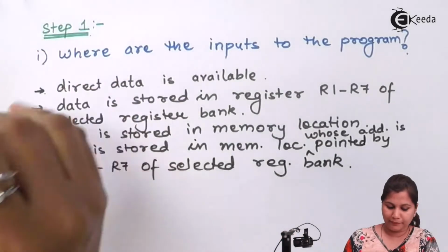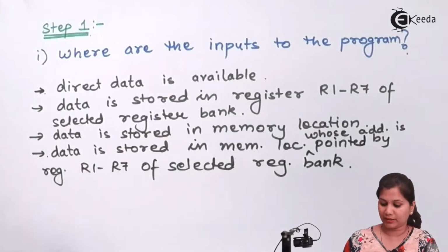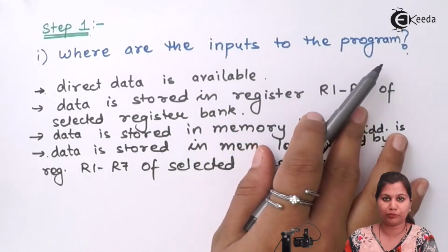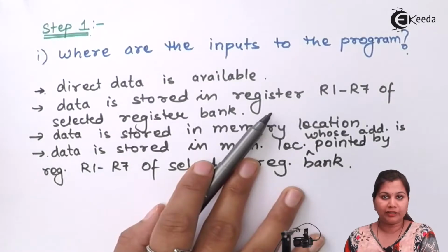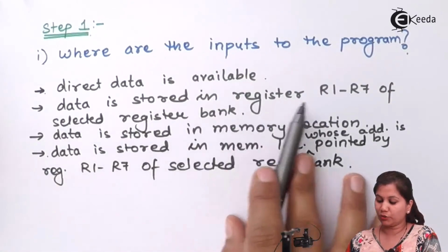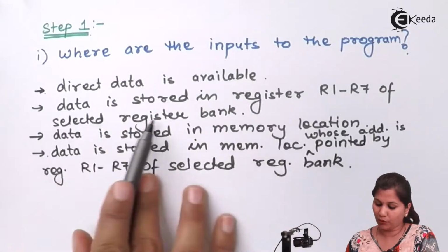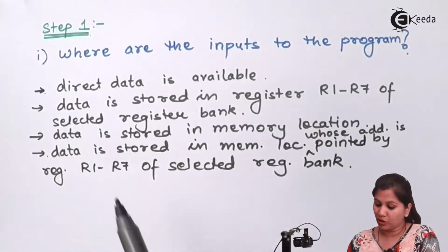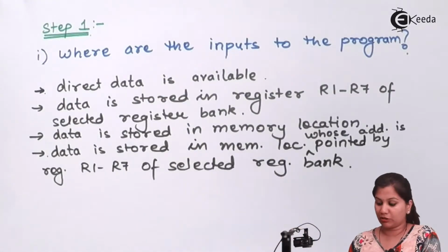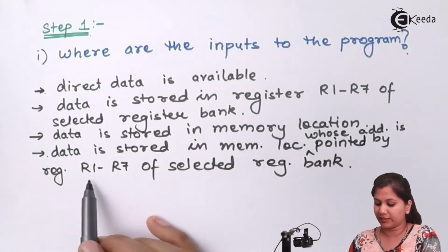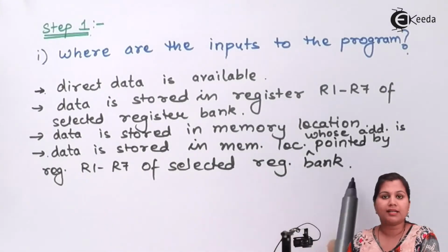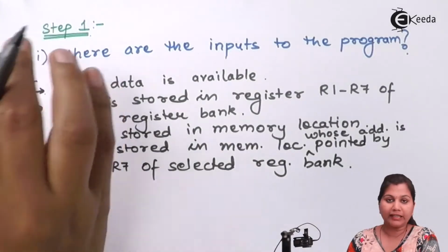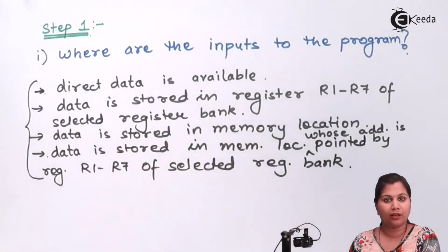So in this first step, how are we going to define a problem? First, we will find out where the inputs to the program are, whether direct data is available to the programmer, or the data is stored in the registers R1 to R7 of the selected register bank, or the data is stored in any memory location, or the data is stored in a memory location whose address is pointed by the registers R1 to R7 of the selected register bank. So we are having these 4 options that we can get the input data from these locations.